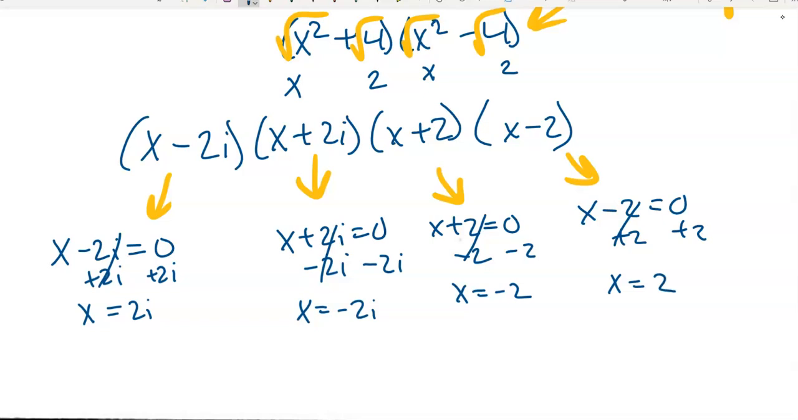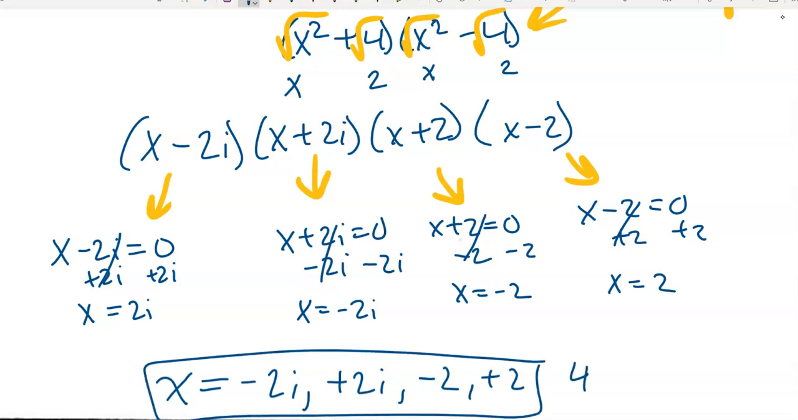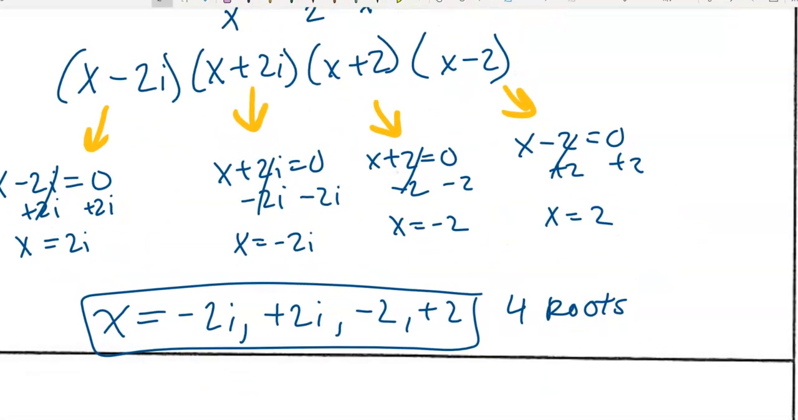All right, now that we have all of our factors set equal to 0 and solved for x, we know that we have 1, 2, 3, 4 roots here. x equals negative 2i, positive 2i, negative 2, and positive 2. 4 roots. So if we wanted to ask you what degree this polynomial has, it has a degree of 4. There are 4 roots, so the degree is 4.